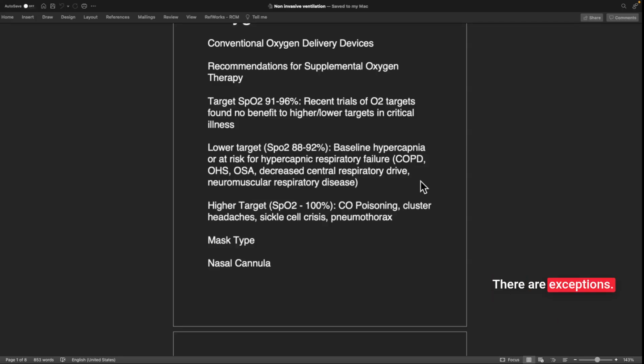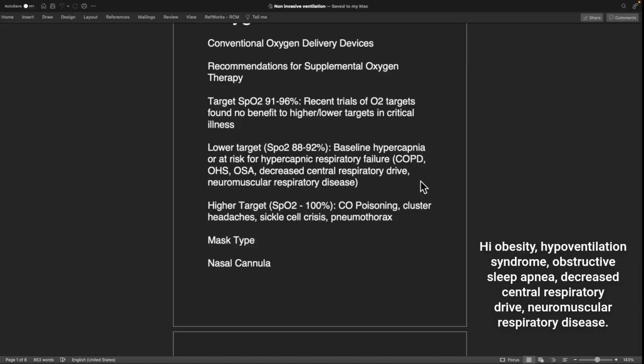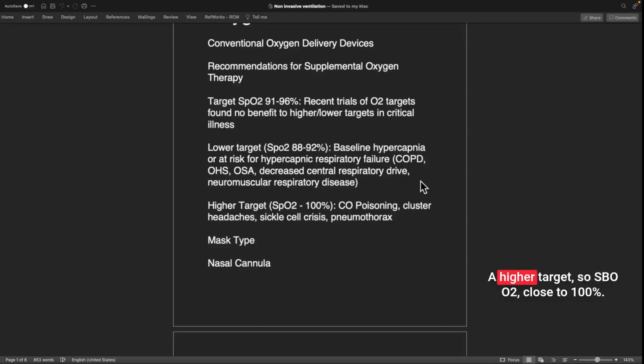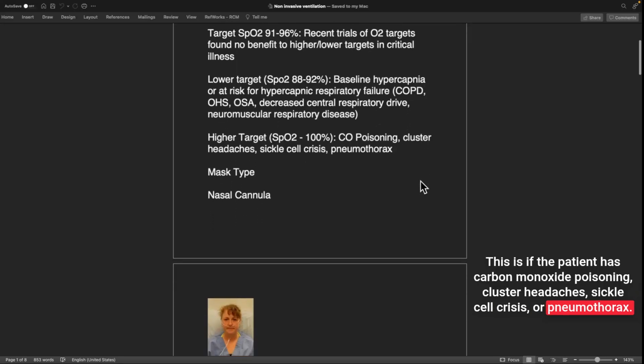There are exceptions. If there's a lower target, SpO2 of 88 to 92%, this is if you have baseline hypercapnia or are at risk for hypercapnic respiratory failure, such as COPD, obesity hypoventilation syndrome, obstructive sleep apnea, decreased central respiratory drive, or neuromuscular respiratory disease. A higher target, SpO2 close to 100%, is if the patient has carbon monoxide poisoning, cluster headaches, sickle cell crisis, or pneumothorax.